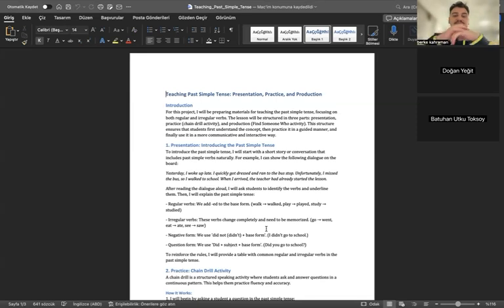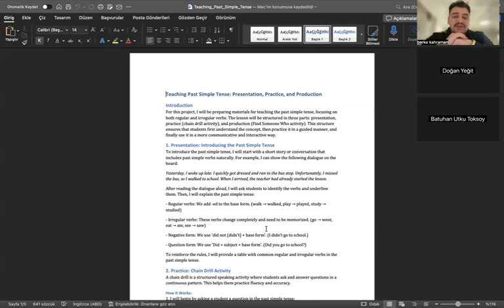For this project, I will be preparing materials for teaching the past simple tense, focusing on both regular and irregular verbs. I think that is one of the most important points while teaching the past simple tense, because most of the students have some difficulties while applying the regular and irregular verbs. It's kind of complex for students.